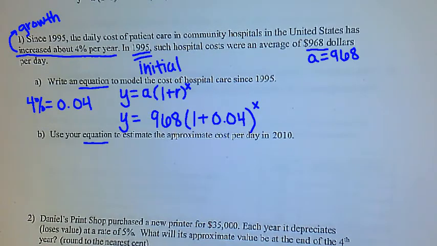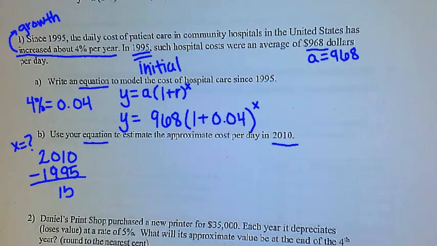Now we want to use our equation to estimate the cost per day in 2010. Now, 2010 is not going to be our x; we have to figure out what the years are. So over on the side, x equals 2010 minus 1995, which is 15 years. So x equals 15 years.